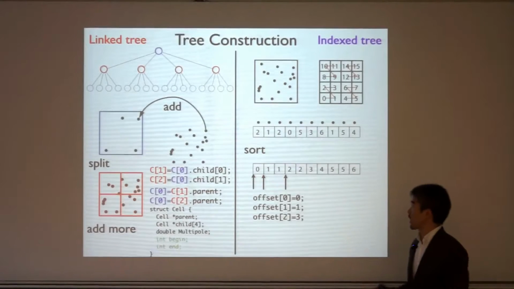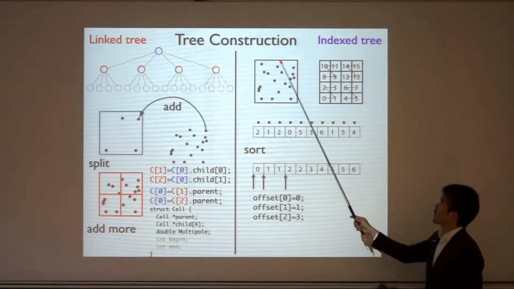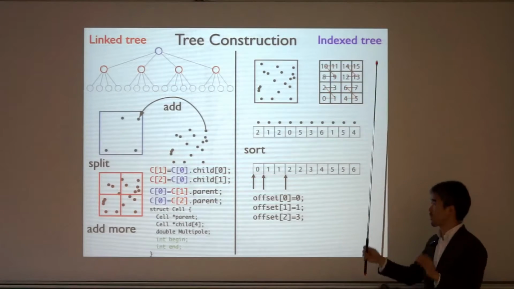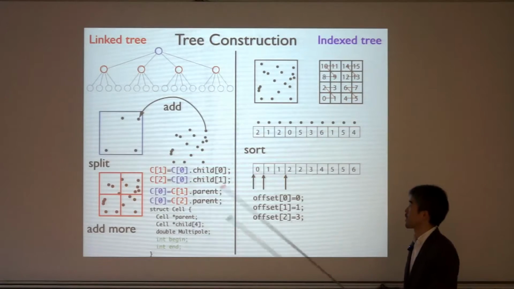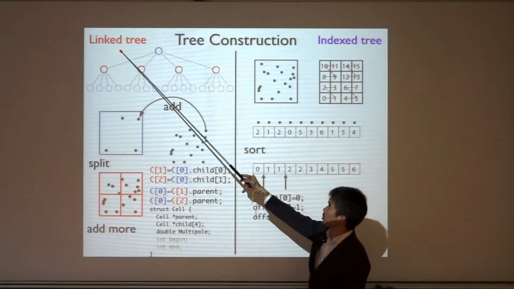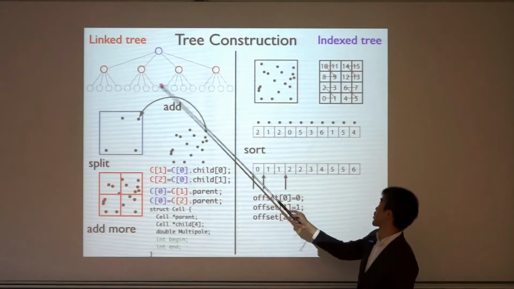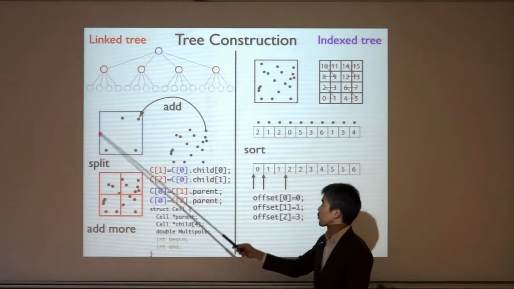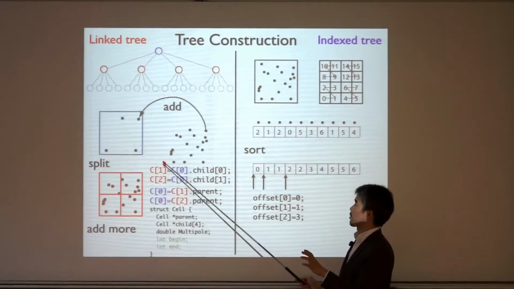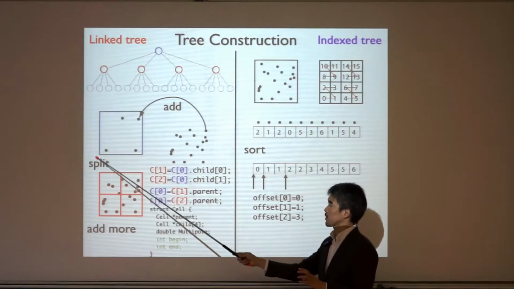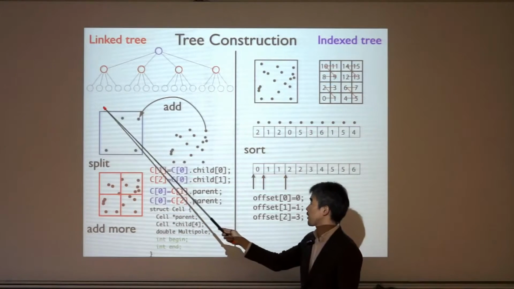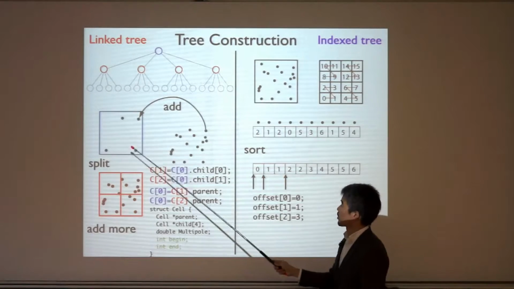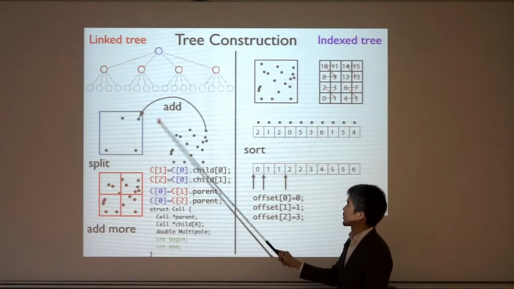OK, so how do you build the tree? So first, you have a bunch of points, and you don't have a tree. You need to first create the tree to do all those manipulations. So again, I'll show you how to do it for the linked version and also the indexed version. So for the linked version, what you do is, first step, you start from the entire box. So you need to have a big box in the beginning. And you start to add your points.